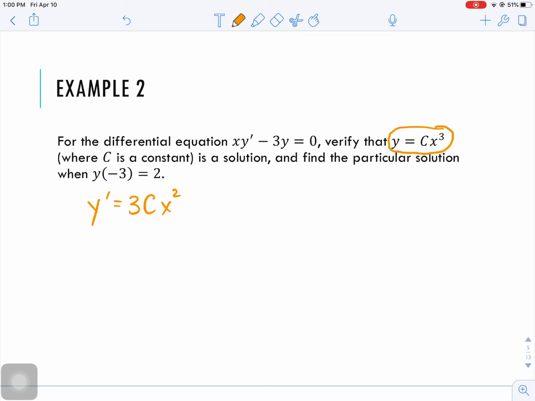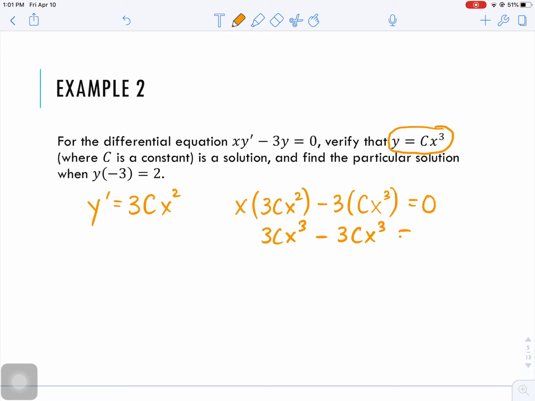Then we're going to plug everything into the differential equation. We're always going to write it in terms of x, simplify it in terms of x, excuse me. So the x that's already there stays there, times y prime. Well, y prime we just said is 3c times x squared, minus 3 times y was the cx cubed that we're given, equals 0. Simplifying, x times 3cx squared is just 3cx cubed, minus 3cx cubed equals 0.